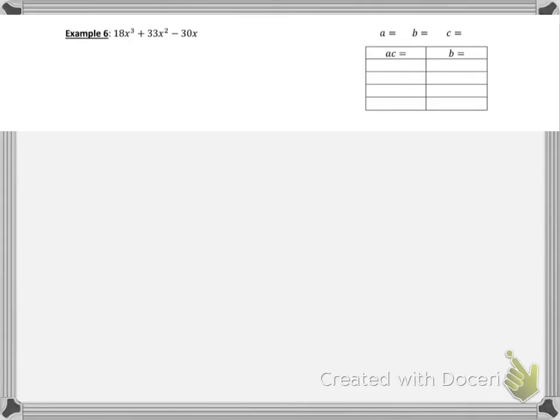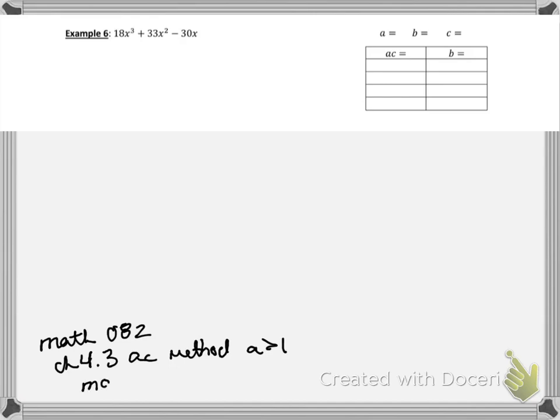Hi everyone, I'm back with another Math0824 example. This is still chapter 4. It's kind of 4.3 with the AC method, but this text doesn't really cover the cases for which A is larger than 1. So I mentioned in my previous videos, if you want to see a nice example, or if you want practice on this, you can go and look at the free Math0823 textbook, which is on the CCBC Math website. So let's go ahead and get started.